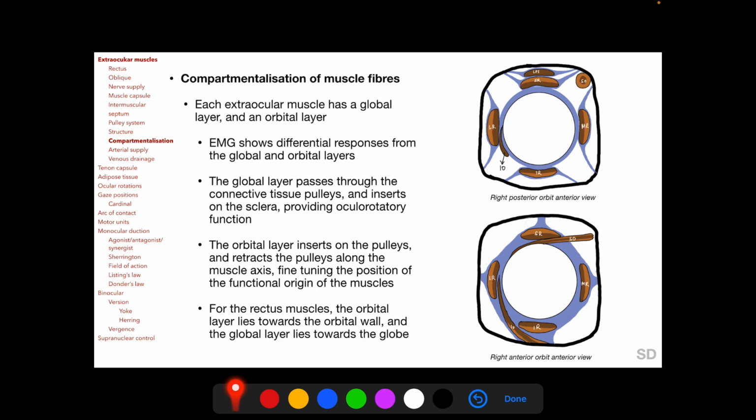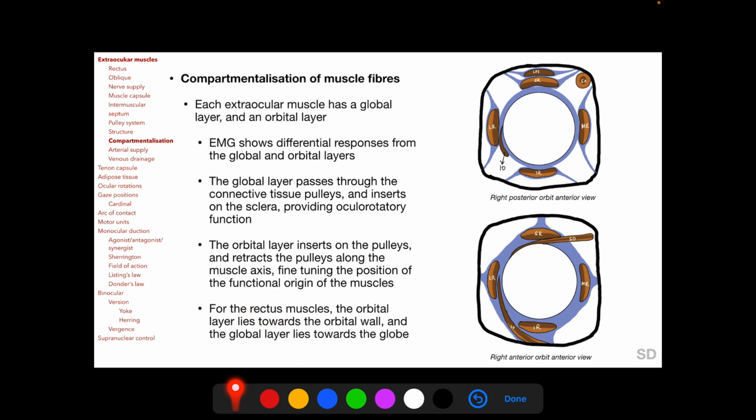According to the location of the insertion of the muscle fibers, each extraocular muscle has a global layer and an orbital layer, and electromyography shows differential responses from these two layers. The global layer passes through the connective tissue pulleys and inserts on the sclera, providing oculorotatory function, and the orbital layer inserts on the pulleys, thus retracting the pulleys along the muscle axis when the muscle contracts and fine-tuning the position of the functional origin of the muscles at the pulleys.